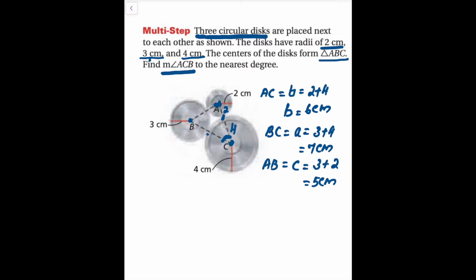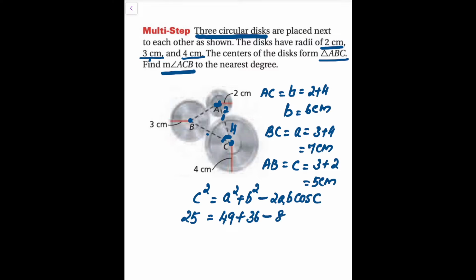So we need to use the formula, law of cosines. c squared is equal to a squared plus b squared minus 2ab cosine C. So let's substitute. c squared would be 5 squared, which is 25, is equal to a squared, 7 squared, which is 49, plus b squared, 6 squared, which is 36, minus 2 times a, 2 times 7 times 6. So that would be 84 cosine C.